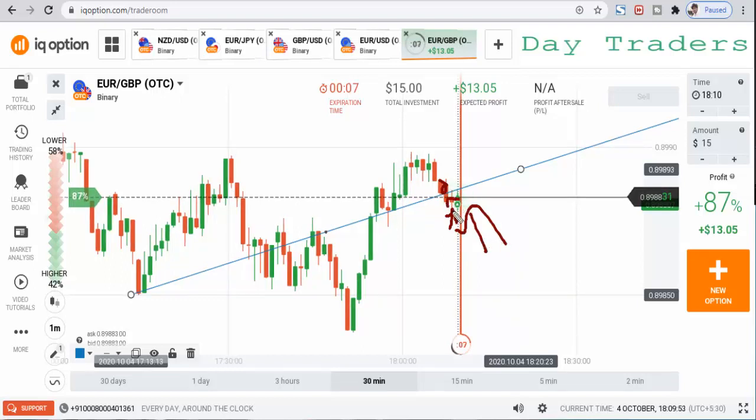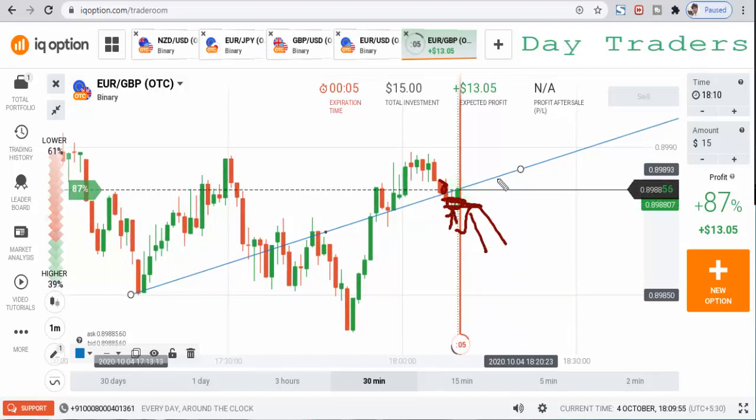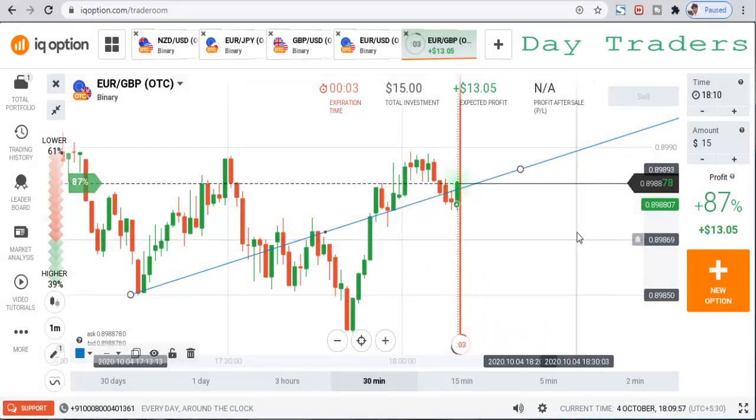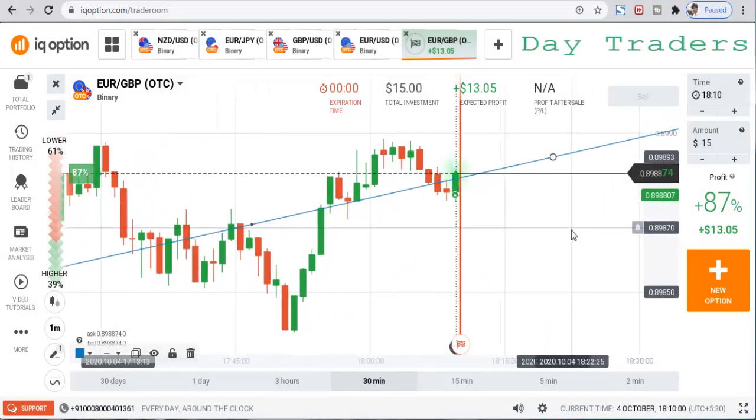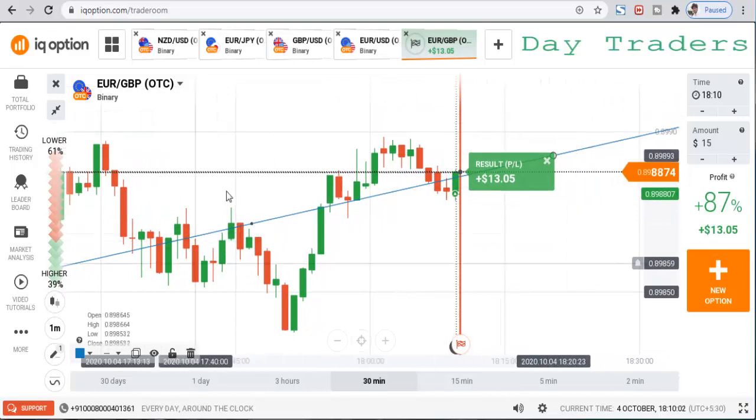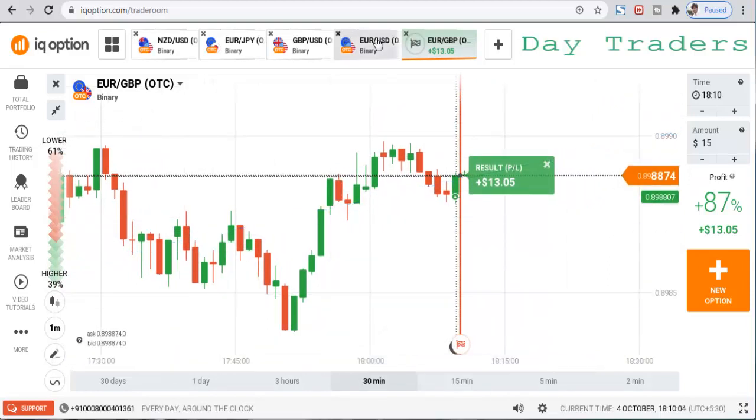At least it makes a very big bullish candle. Okay, very strong buyer's entry. Okay, this is a winning trade. I'll check the next pair.